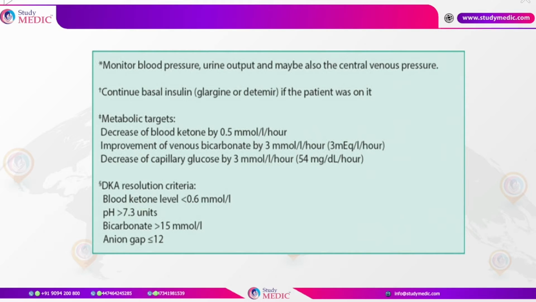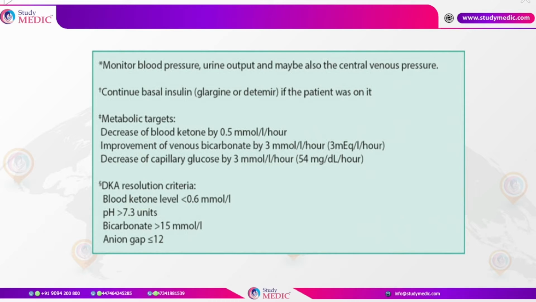Talking about metabolic targets: a decrease of blood ketone by 0.5 millimole per liter per hour, improvement of venous bicarbonate by 3 millimole per liter per hour, that is 3 milliequivalent per liter per hour, and a decrease of capillary glucose by 3 millimole per liter per hour, which is nothing but 54 milligram per dL per hour. This is what is considered as the diagnostic metabolic targets.